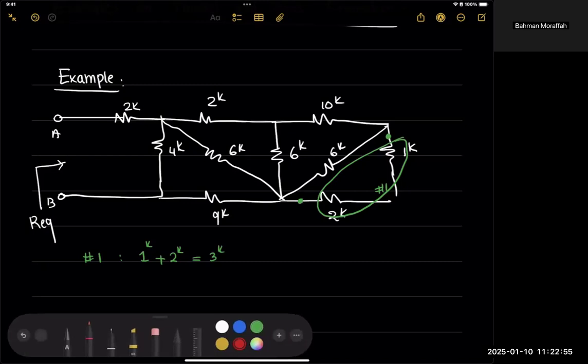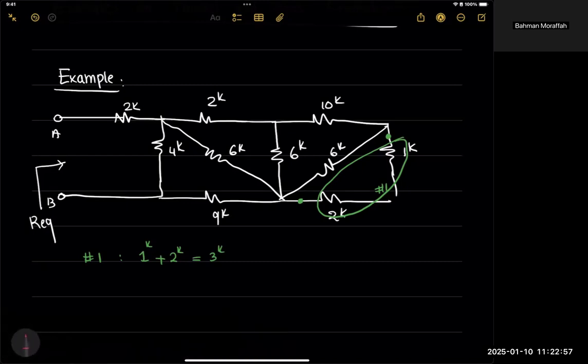If I wanted to simplify further, I can take a look at these two, but these two this time are in parallel. Let's call this number 2. Number 2 means number 1 in parallel with 6K, which is 3K in parallel with 6K, which means 3 times 6 divided by 3 plus 6. So it is 2K, right?